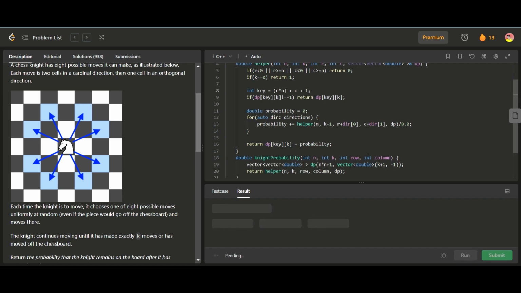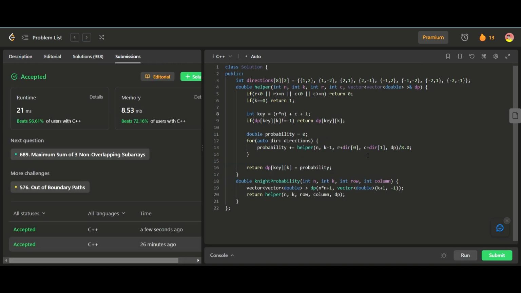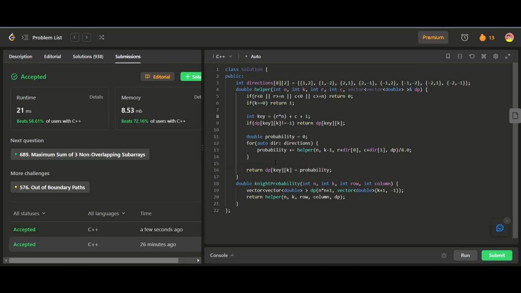Submit it. So it is a good enough solution, and I hope you liked it.